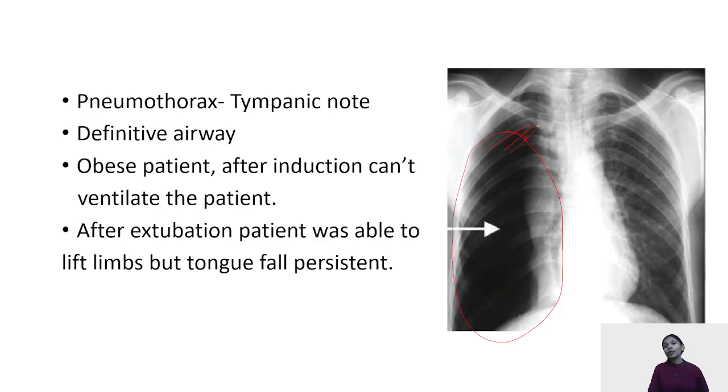The management would be the immediate introduction of a needle at the second intercostal space. You have a needle inserted, followed by ICD insertion. An intercostal drain has to be inserted in such cases. Then you can be asked what the definitive airway is, and we are just revising now. Definitive airways are only two: tracheostomy and endotracheal intubation. From the last class, these two questions.